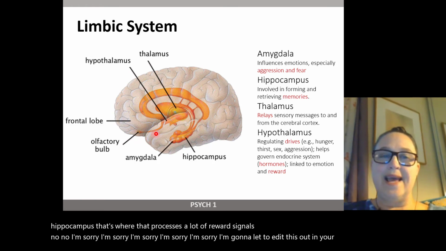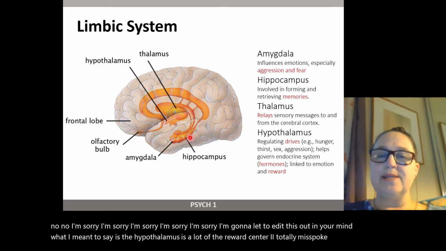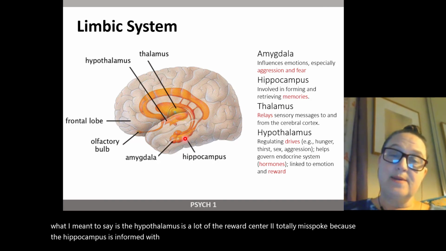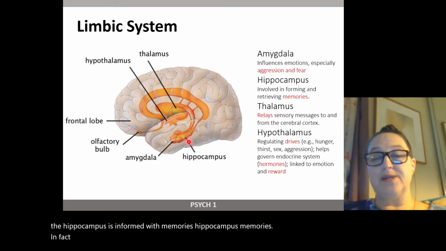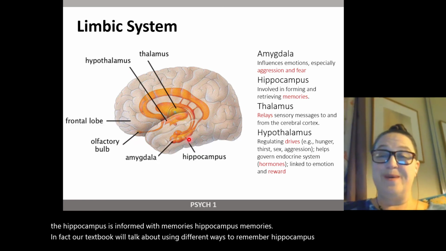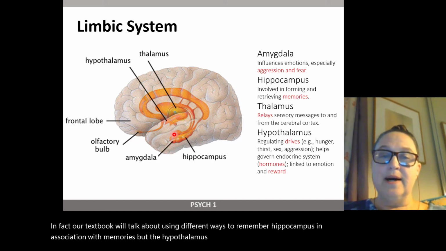What I meant to say is the hypothalamus is a lot of the reward center. I totally misspoke, because the hippocampus is informed with memories. Hippocampus, memories. In fact, our textbook will talk about different ways to remember hippocampus in association with memories. But the hypothalamus and the amygdala are particularly related to emotions.